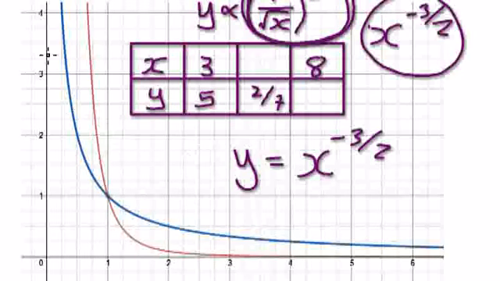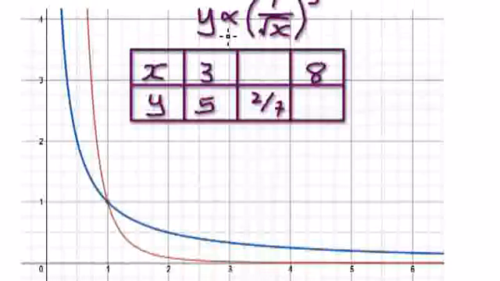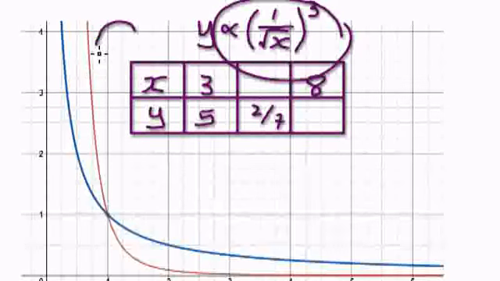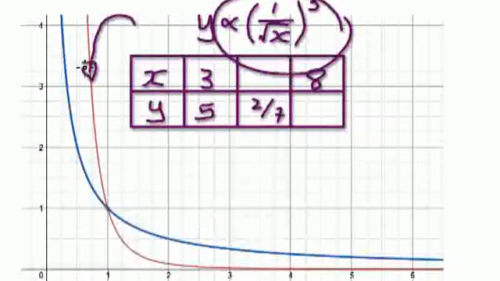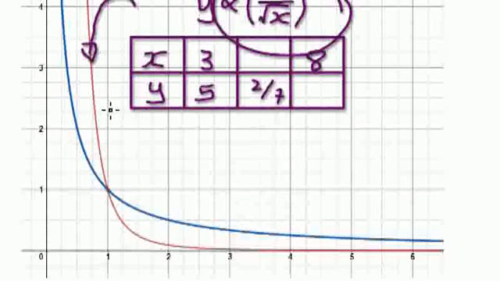Okay, and the blue line is y equals 1 over x, just to give you an idea of how the red line compares with the blue line. But this thing here is represented by the red line here. Okay, so it's going to be that kind of a relationship.